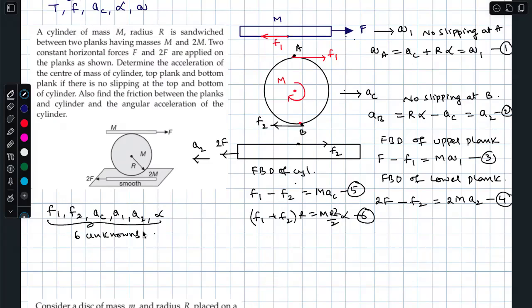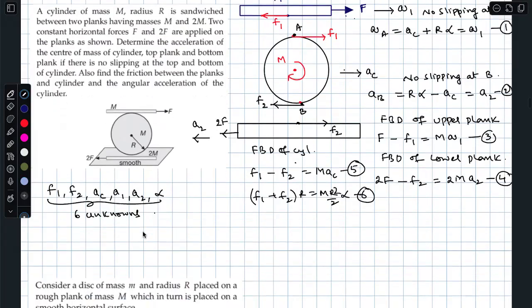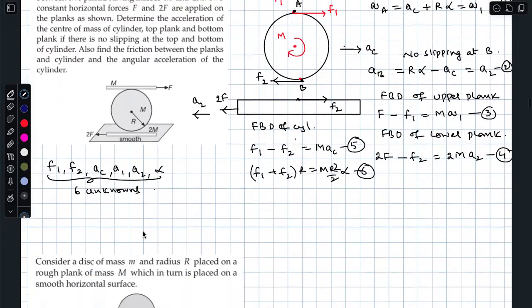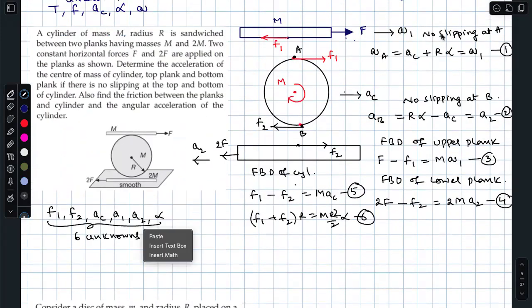In this case, what you need to do is, you have the constraint relations, right? So you use the value of AC. For example, what you got in equation 5 and equation 6, use in 1 and 2. You will get some relations for A1 and A2. Use them in 3 and 4. If you want, I'll solve this further. I'll solve at least this one question.